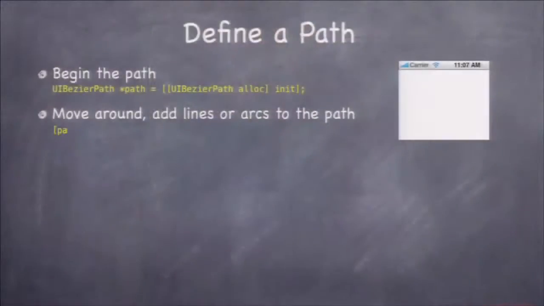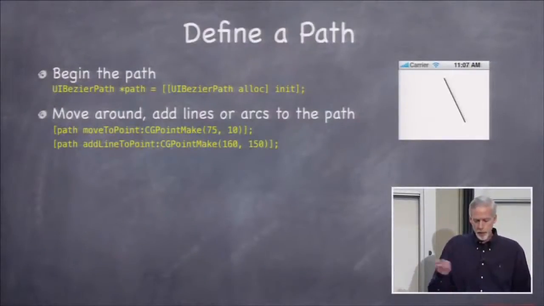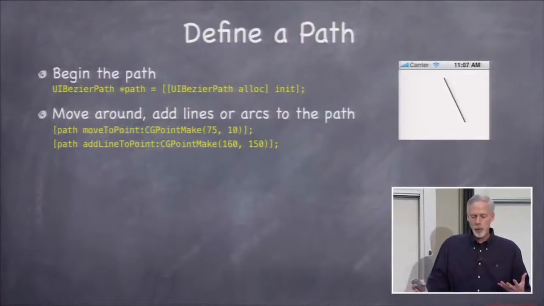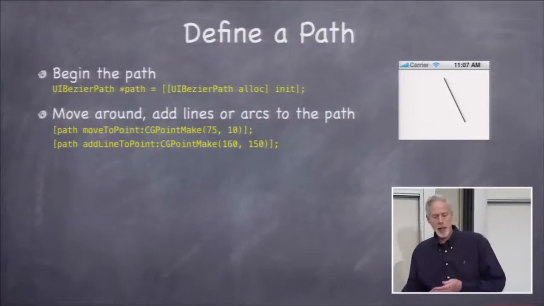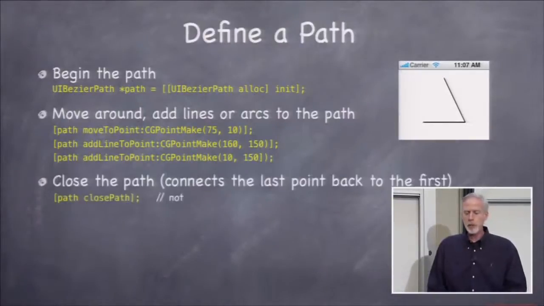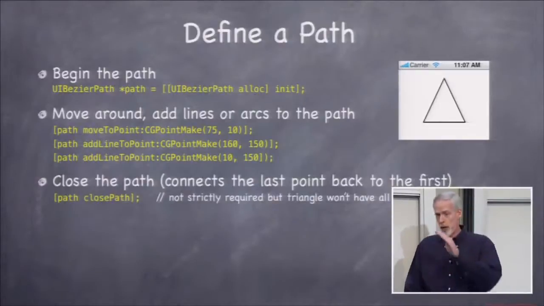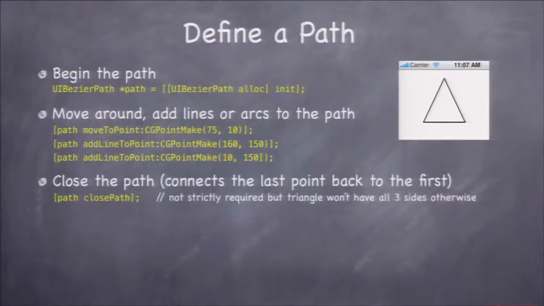Okay, so how do we define a path? Let's say we want to do a triangle with UIBezierPath. We alloc init a UIBezierPath like this. We move to wherever our starting point is. So I'm going to move to the top there, 75 across and 10 down. Then I'm going to add a line to that point, going over to 160 across and down to 150. I'll add another line to come back to 10, 150. And then I'm going to close this path by calling closePath. That draws a line back to where I started. So I have a nice triangle there.